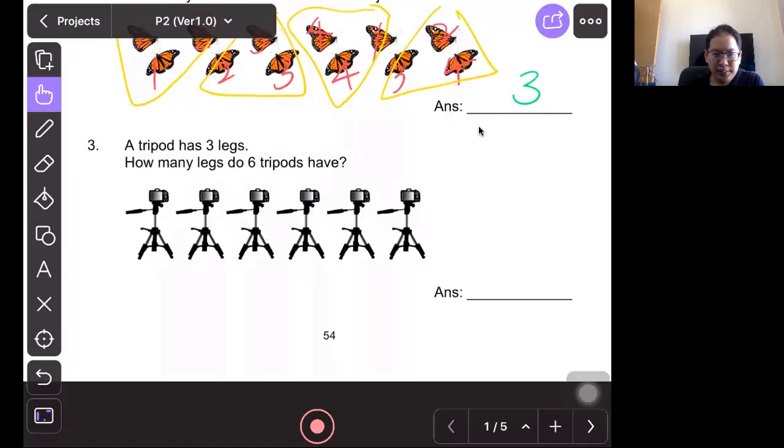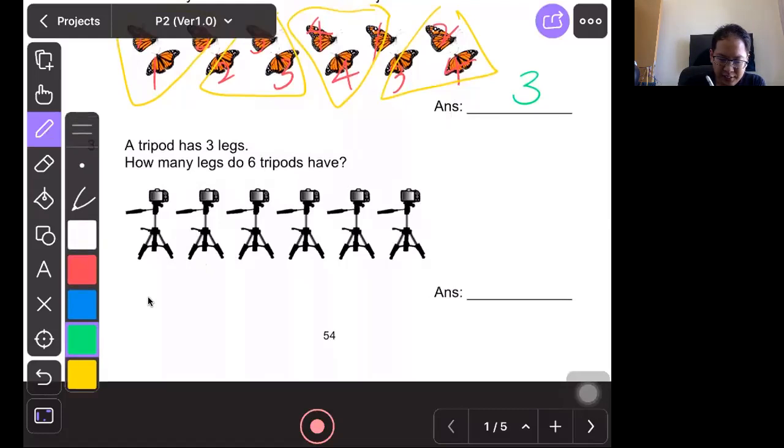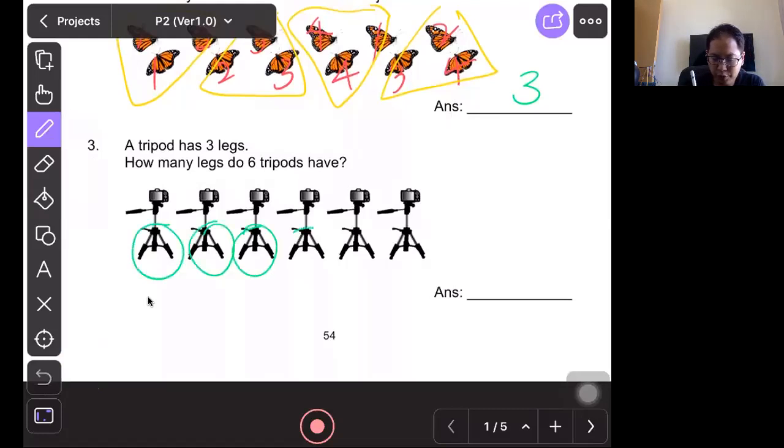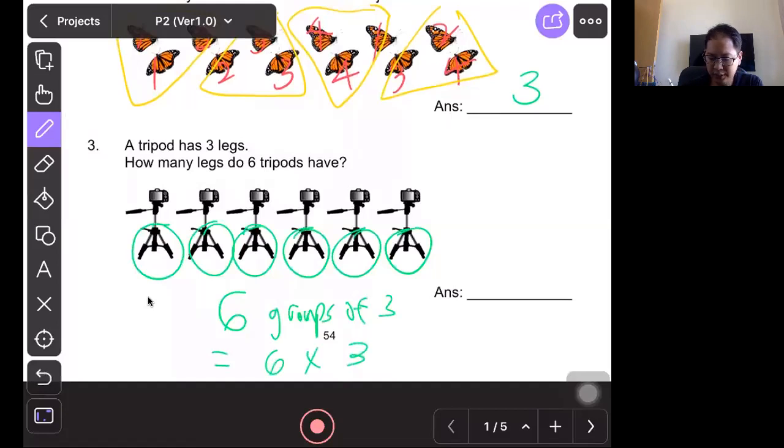Okay, so one tripod has 3 legs. So 6 tripods will have 6 groups of 3. 1 group, 2 groups, 3 groups, 4 groups, 5 groups, 6 groups. 6 groups of 3. So it gives us 6 times 3, and 6 times 3 is equal to 18. So let's count: 3, 6, 9, 12, 15, 18. 18 is the answer. 6 tripods have 18 legs.